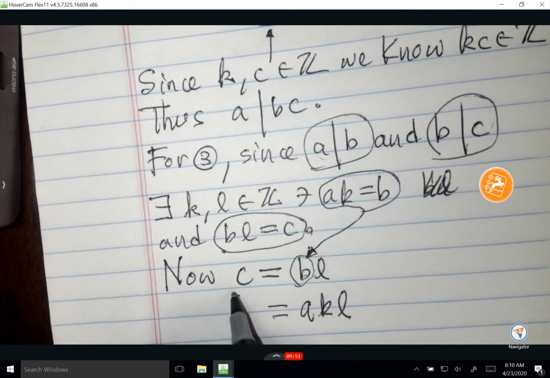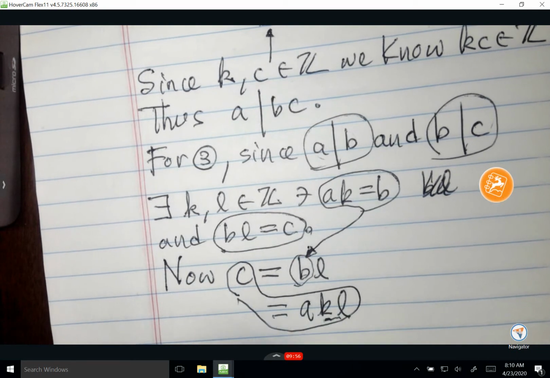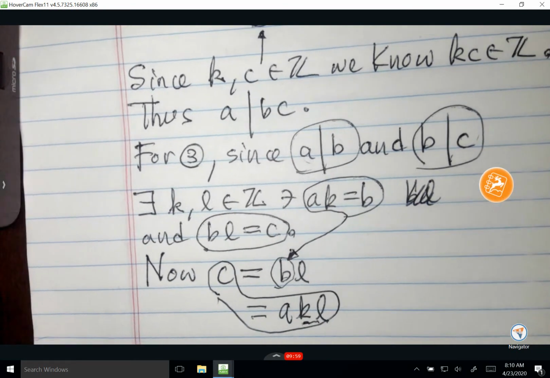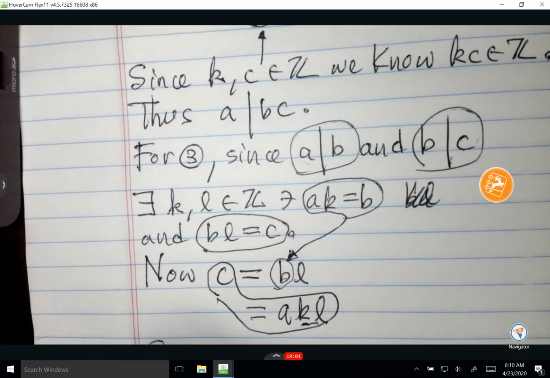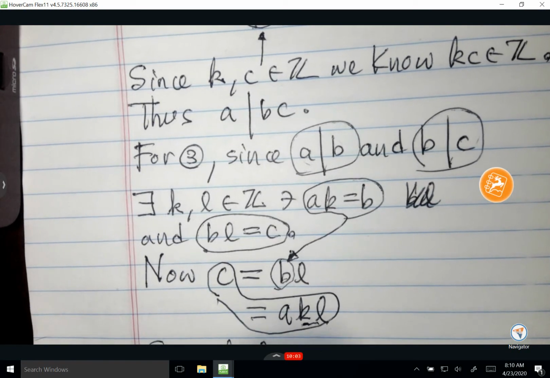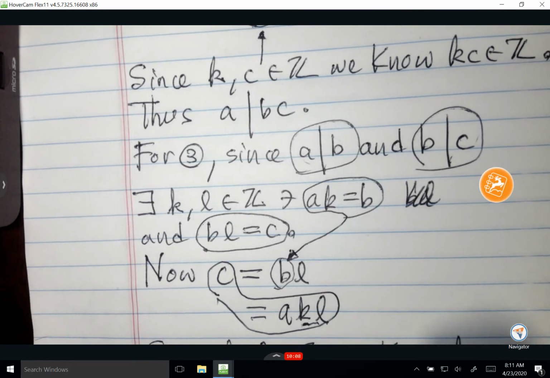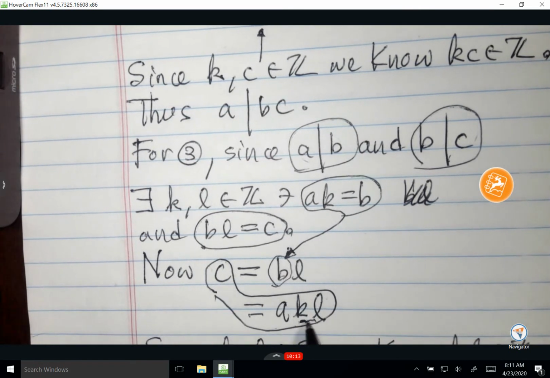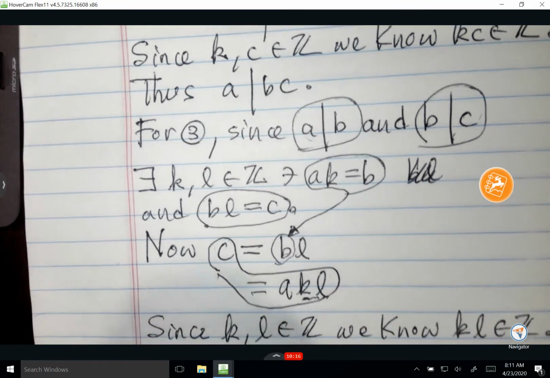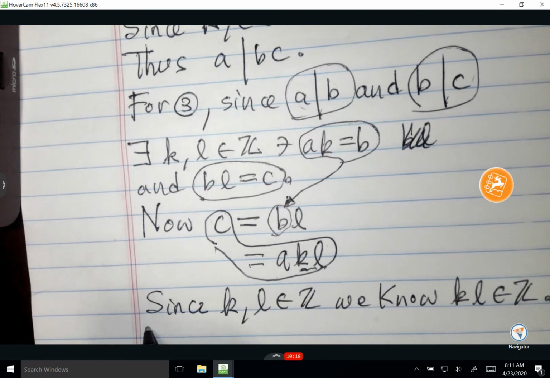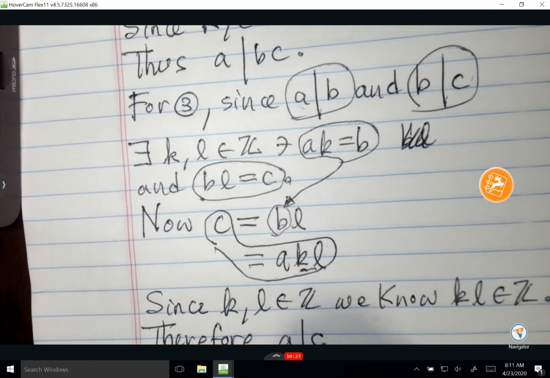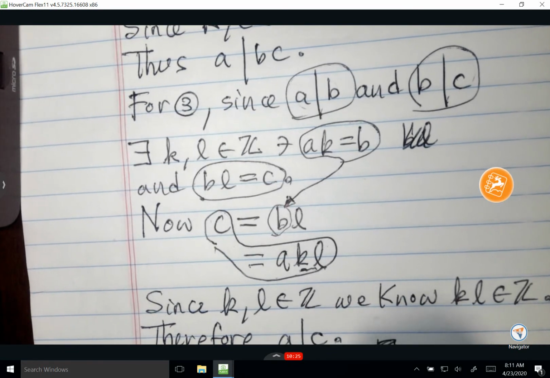So you've just discovered that C really is a multiple of A. As long as you can explain why that's an integer, the proof is done. So you could say, since K and L are integers, we know KL is an integer. Therefore, this equality says A divides C. Therefore, A divides C. And the theorem's done.